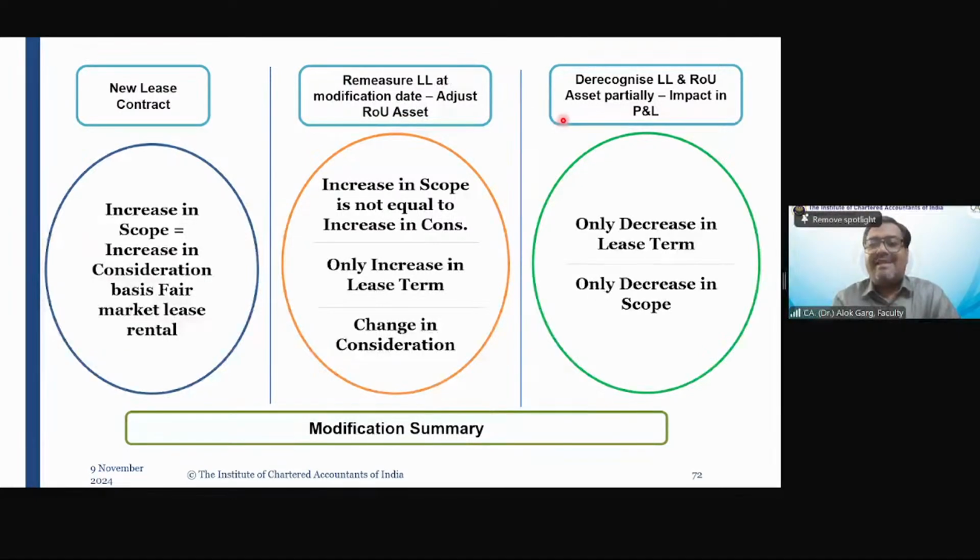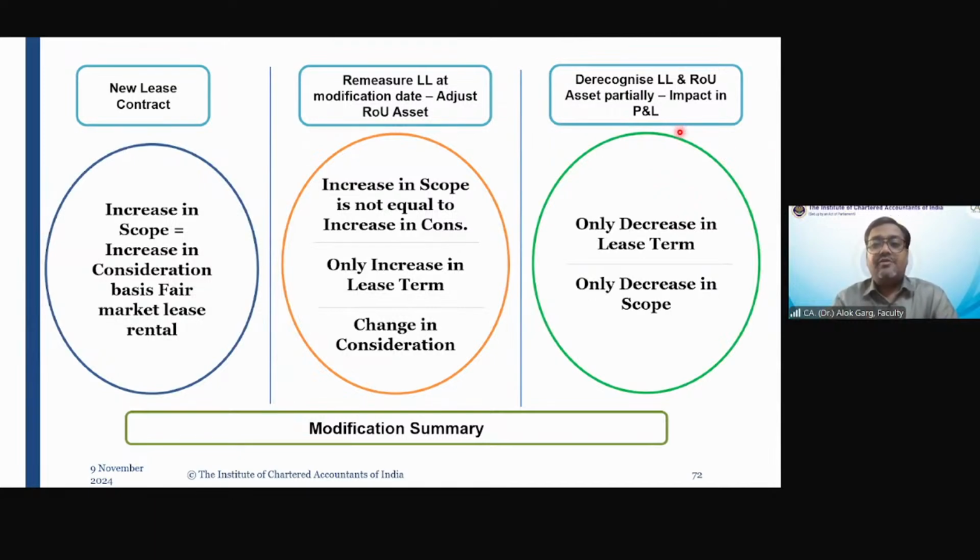Friends, what happens when there is a decrease in lease term or decrease in scope? When your lease term is decreasing or your scope is decreasing, in that case, you have to derecognize the lease liability and ROU asset partially. And if there is any over and above impact, that impact has to be taken to P&L. You remember, as I told you, you are decreasing the lease liability and you have to adjust this decrease to the ROU asset. For example, if you don't have sufficient ROU to cover the decrease in lease liability, then the differential will go to P&L.